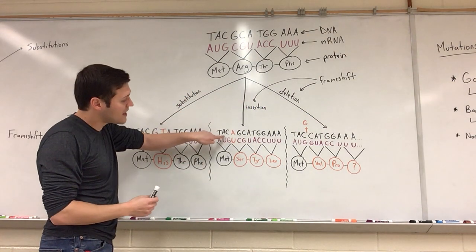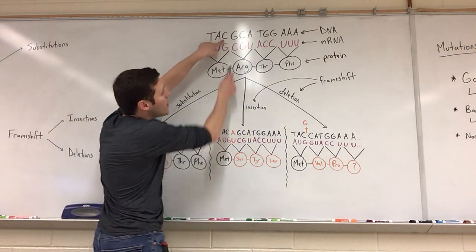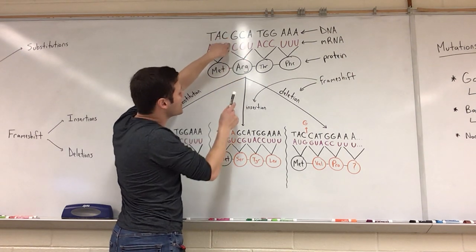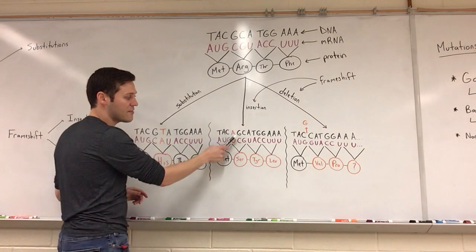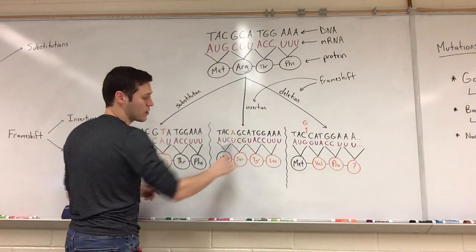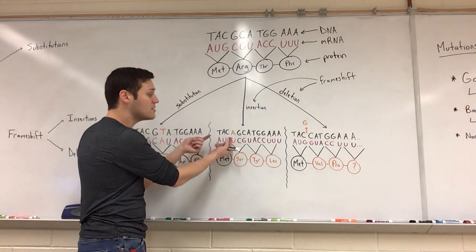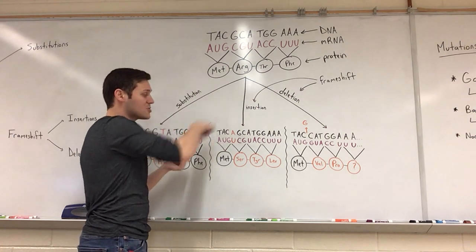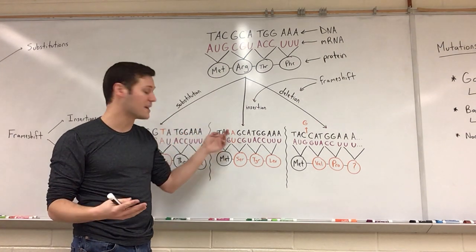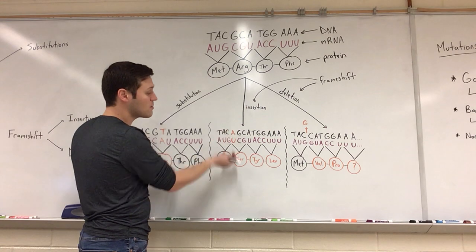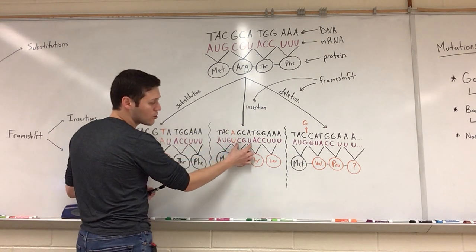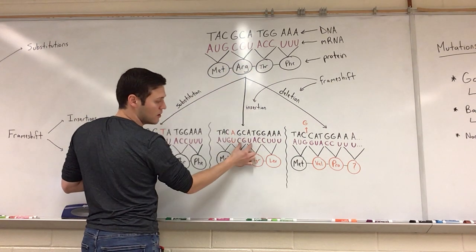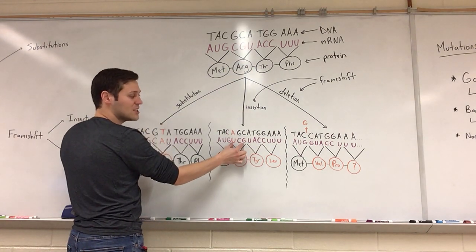Right here, we have TAC, but right before GCA, we insert an A. So that's an insertion. So now we have a U in the mRNA where we didn't have it before. Notice we didn't remove anything when we inserted a new base, a new nucleotide. We didn't remove anything, so now that changes what we read. We are no longer reading CGU, but we're rather reading UCG.